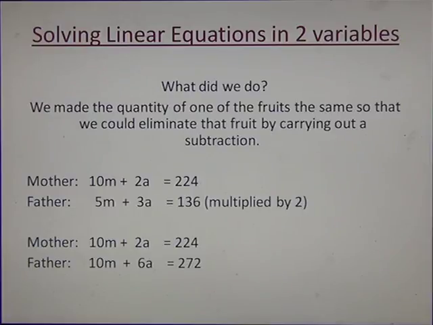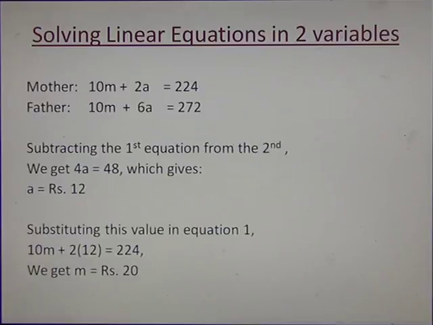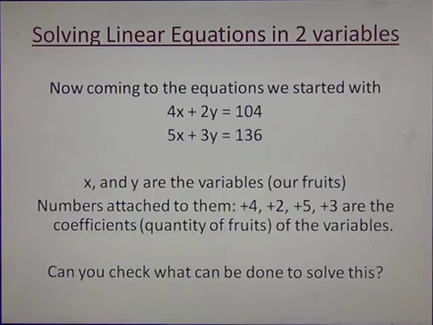So what we did here is that we made the quantity of one of the fruits the same, so that we could eliminate that fruit by carrying out a subtraction. So subtracting the first equation from the second, we get 4 apples, that is 6 apples minus 2 apples, equal to 48 rupees, that is 272 minus 224. So this gives us the rate of apples, that is 12. And then substituting this value in one of the equations, we get the rate of mangoes as 20.